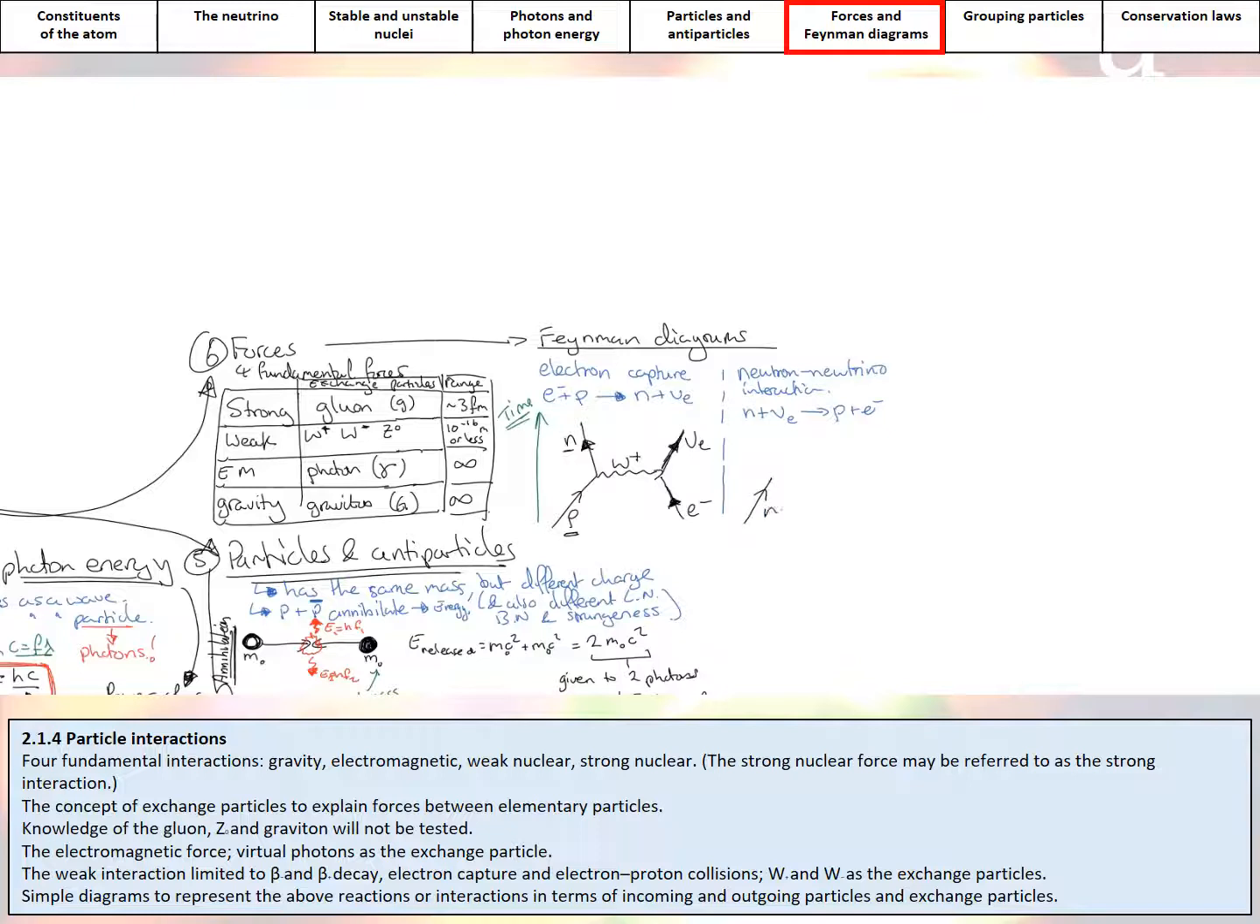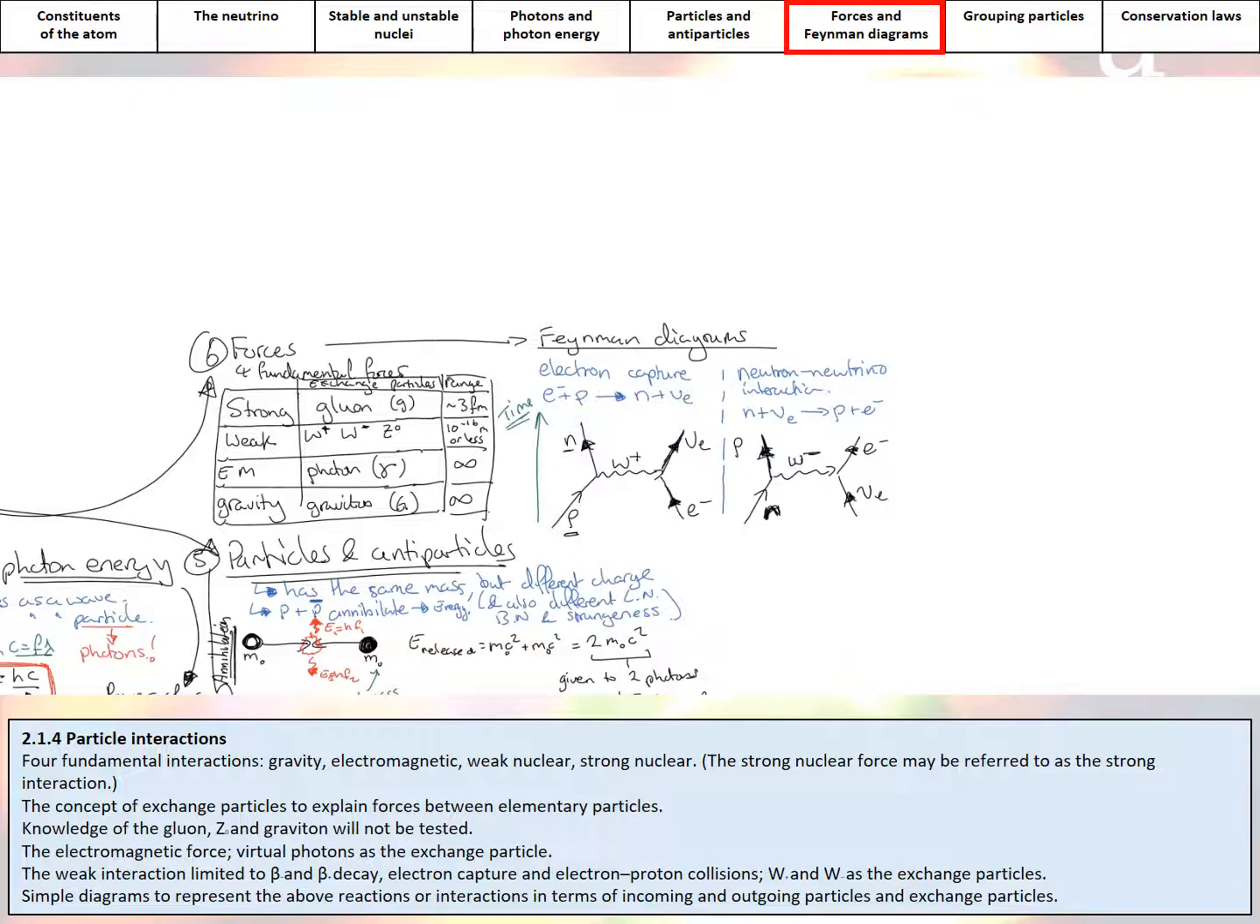So we start off with the neutron and the electron neutrino. Neutron changes into a proton. The neutrino changes into electron. So if we start off with neutral in the neutron and positive in the proton, then the negative charge has gone this way, and the neutral neutrino and the negative W- turn into the electron. So that's the neutron-neutrino interaction.